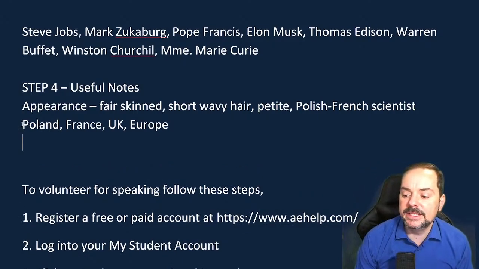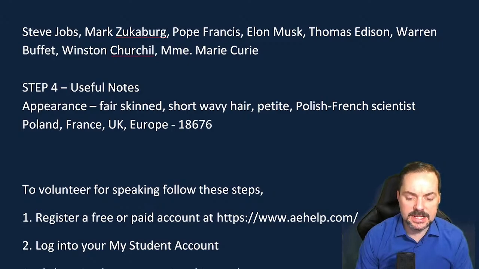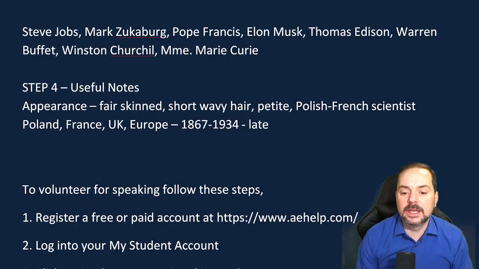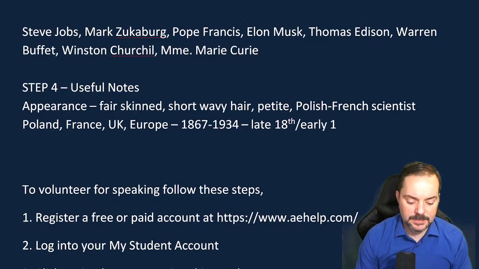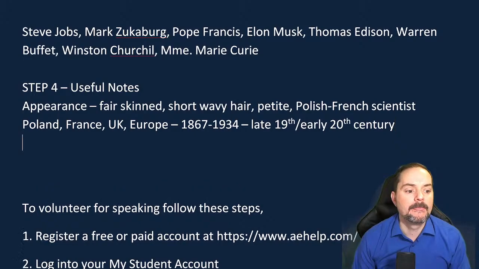Tatiana says she lived from 1867 to 1934. So yeah, 1867 to 1934. So you can think about it as she lived in the late, correction, 19th, early 20th century. Okay, be accurate with dates like that for sure. Okay.